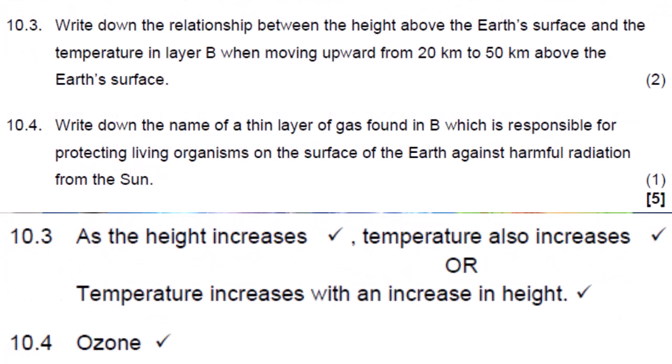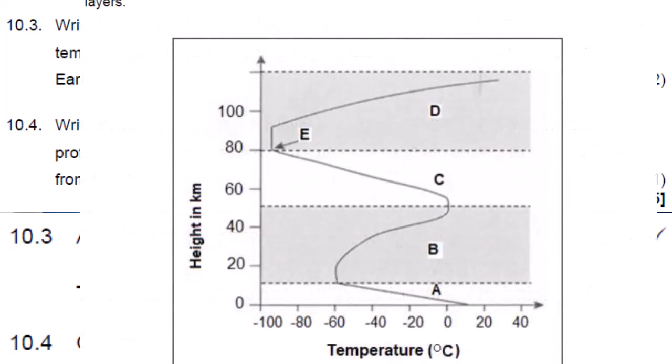Looking at the graph for B, between 20 and 50 kilometers, the line goes up towards the right. So as the height increases, the temperature also increases. It goes from negative 60 C up to around 0 C at 50 kilometers. This is unusual, isn't it? Temperature increasing with height. It's called a temperature inversion.